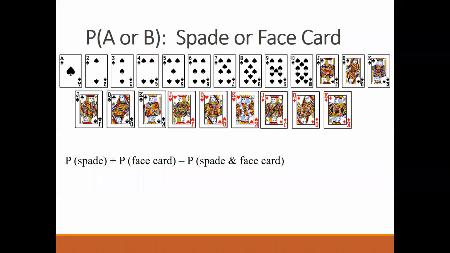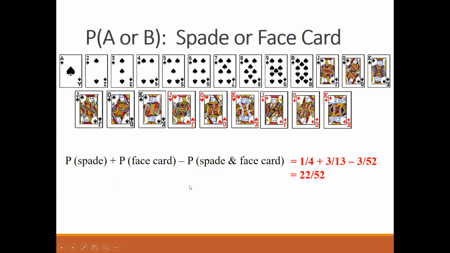What is this minus part? P, spade and face card. You can see this spade and face cards, 3. So this will be 13. Or how many is this? This is 12, right? And this is 13. You subtract this common part. The answer.